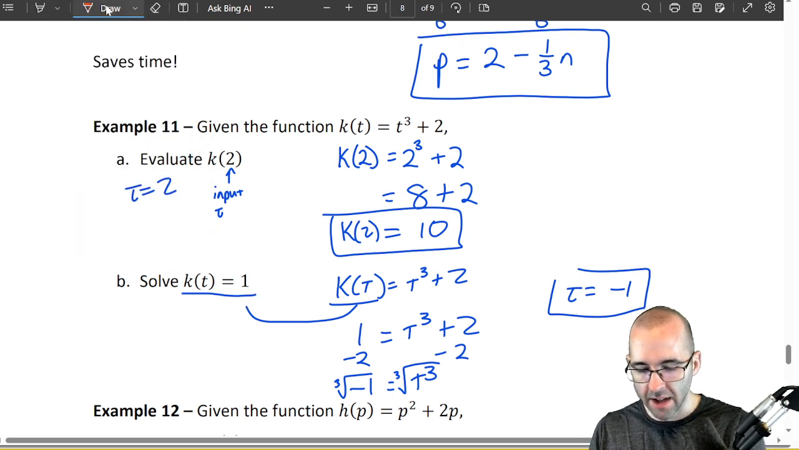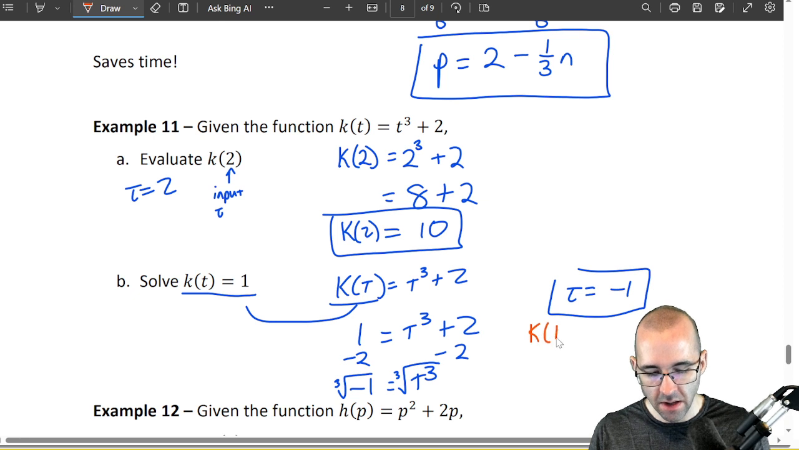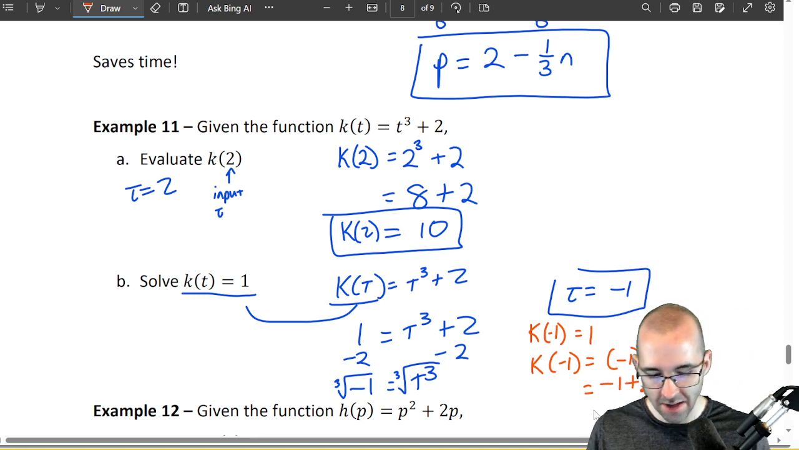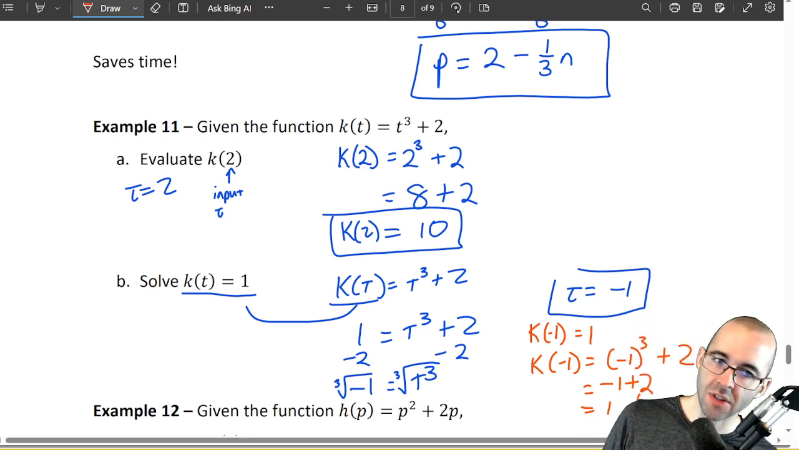We're claiming that an input of -1 gives us an output of +1. So if we plug in -1 into our formula, replace all the t's with -1. -1 cubed is -1 times -1 times -1. That's -1, again, plus 2 is +1, just like we wanted.